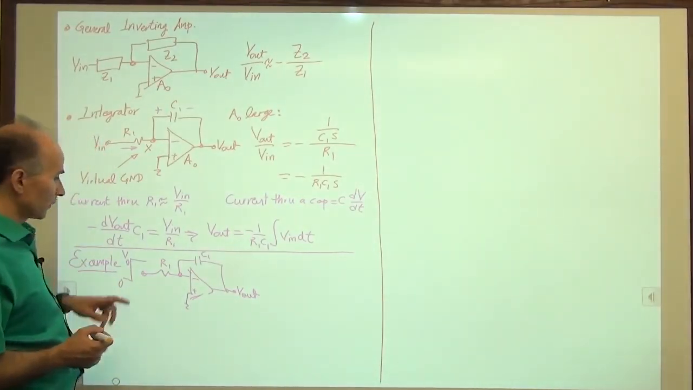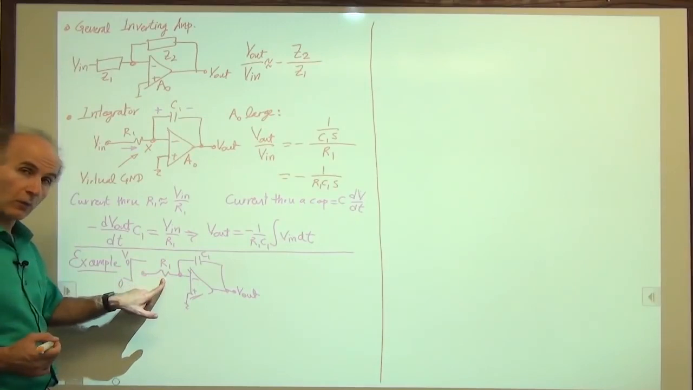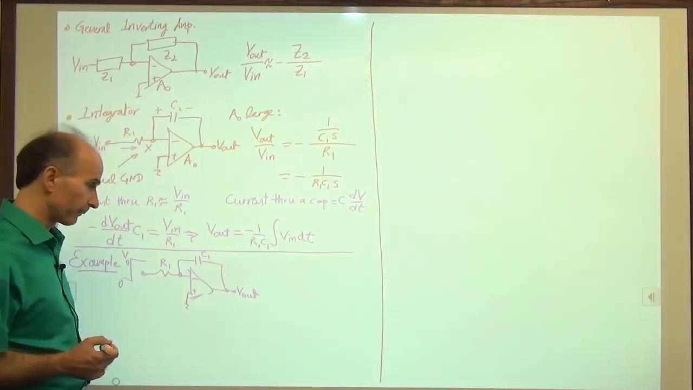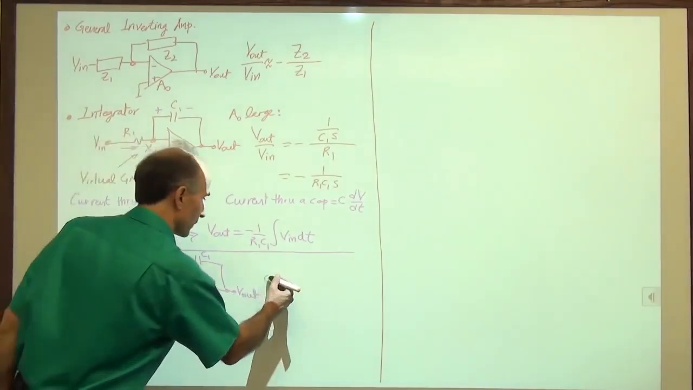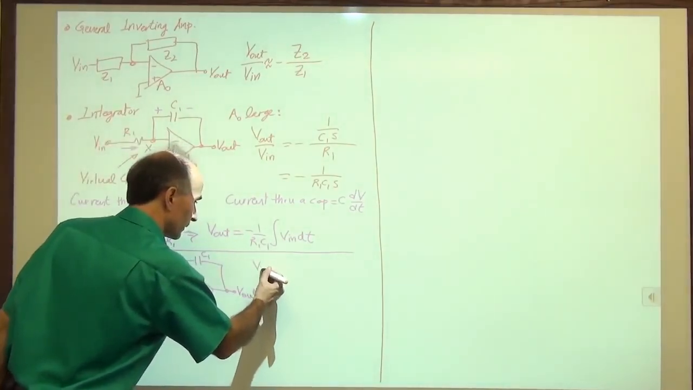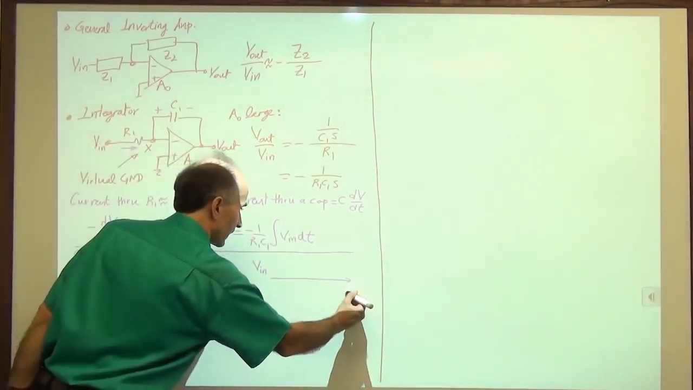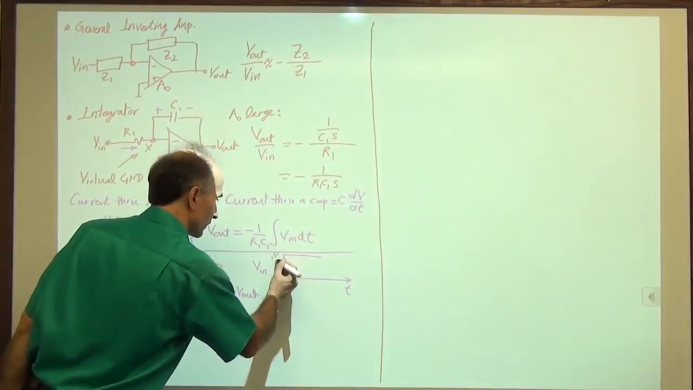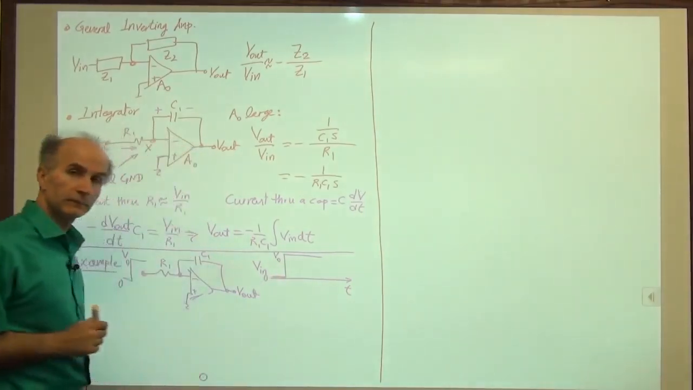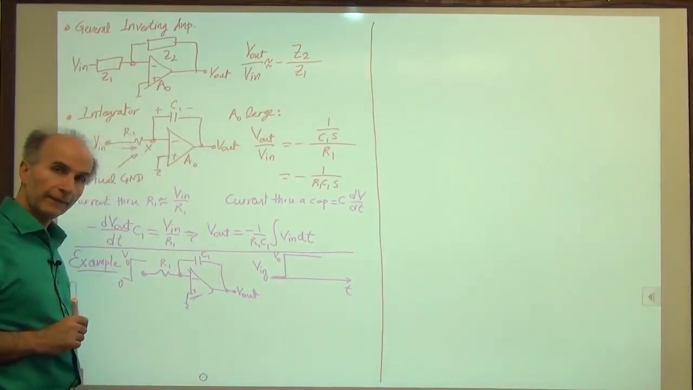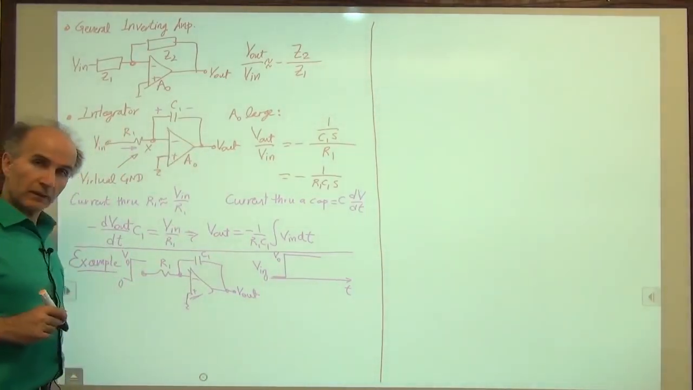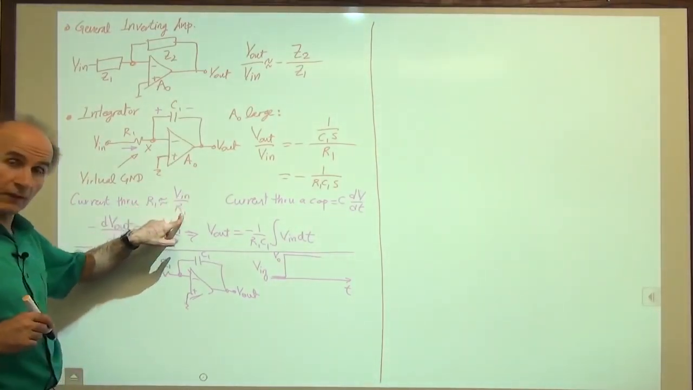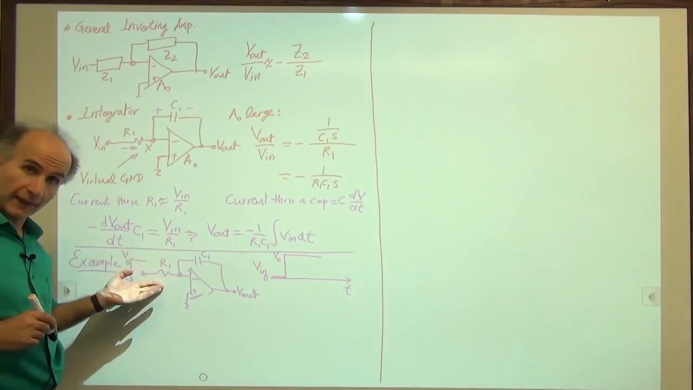It might be good to plot the current through R1 first as a function of time, and then V out as a function of time. So here's what we have. For the input, we have a step. So the step jumps from 0 to V0. Okay. How about the current through R1? Well, remember, the current through R1 is just V in over R1. So it's also a step.